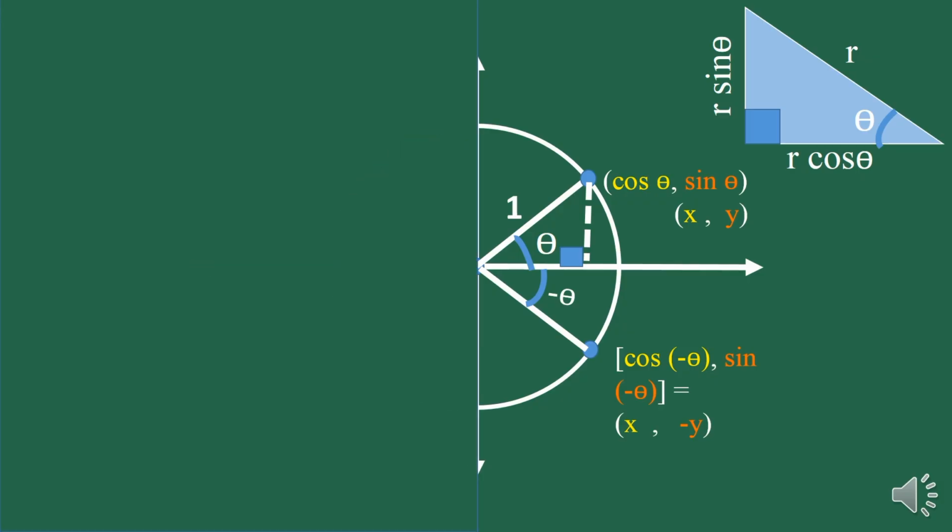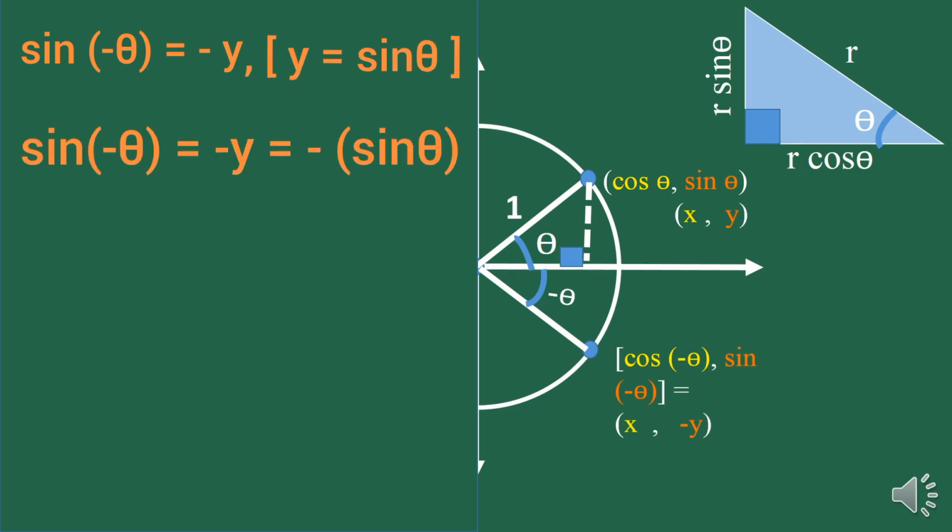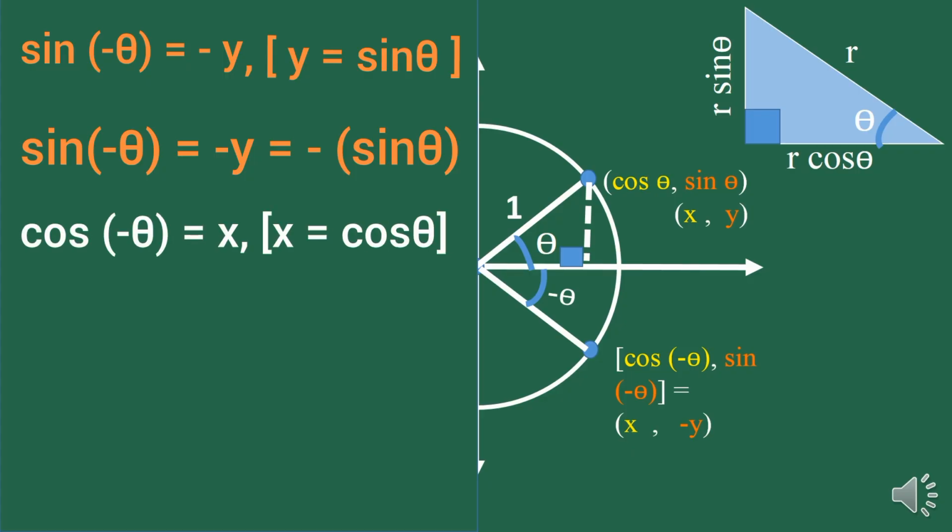Now compared with the original point (x, y), this new point still has the same x coordinate, but its y coordinate is now the same distance below the axis, so it becomes minus y, and therefore sin minus theta equals minus y. But y was equal to sin theta, so sin minus theta equals minus sin theta. And cos minus theta equals x, but x was equal to cos theta, so cos minus theta equals cos theta.